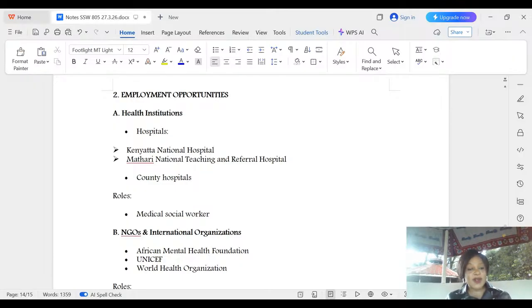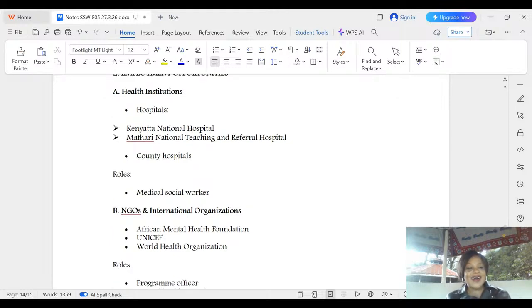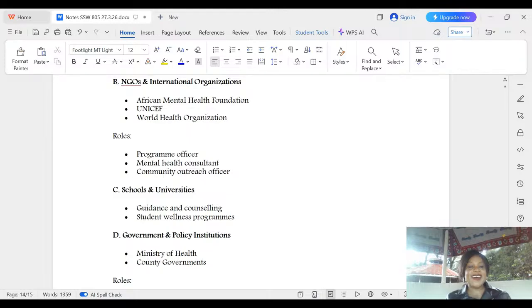in county hospitals. Of course, you can work as a medical social worker, and at this level, you're looking at moving into managerial positions. All right, so mentoring other medical social workers, other social workers in the medical arena, supervising them, consulting for them or on their behalf. You can work for NGOs and international organizations, for example, UNICEF, WHO, the African Mental Health Foundation. You can work as a program officer, as a mental health consultant, as a community outreach officer.